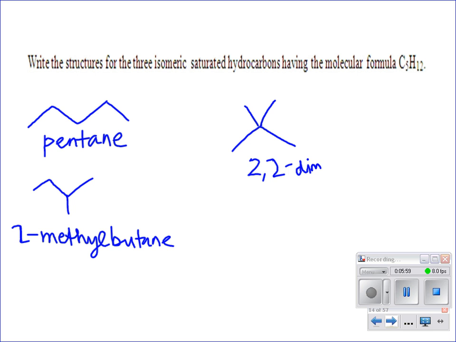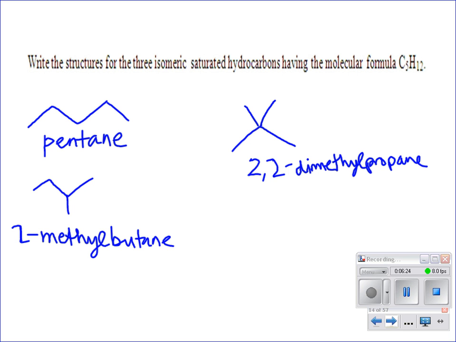Y'all aren't doing your homework. I can hear it. Y'all don't know how to name this. It's 2,2-dimethyl. What's the name of the chain? Propane. So, 2,2-dimethylpropane. I don't do enough problems in class to be sufficient for you to become good at this. You have to go home and practice this stuff. Okay, those are the 3.